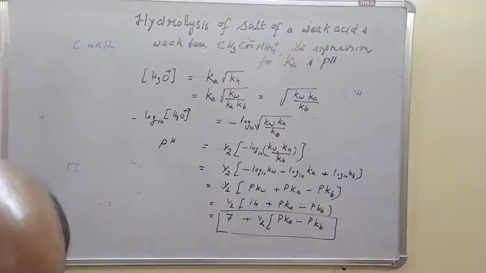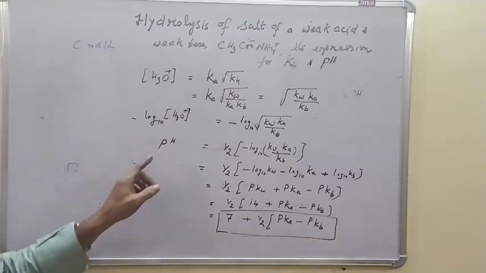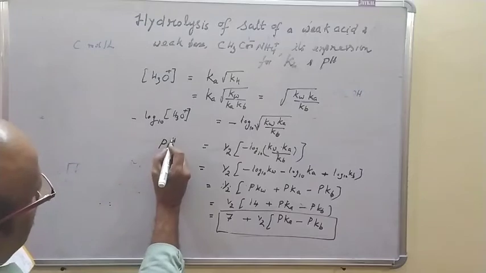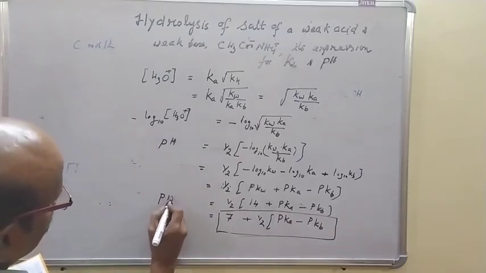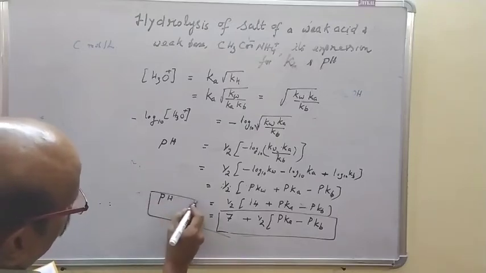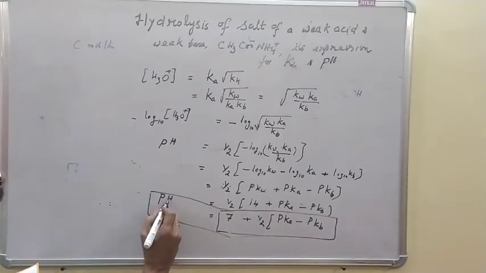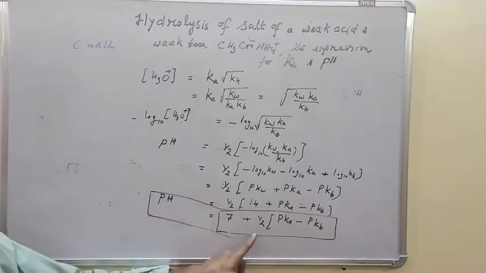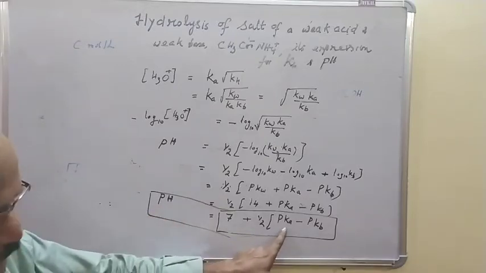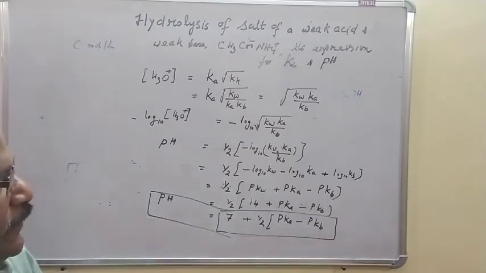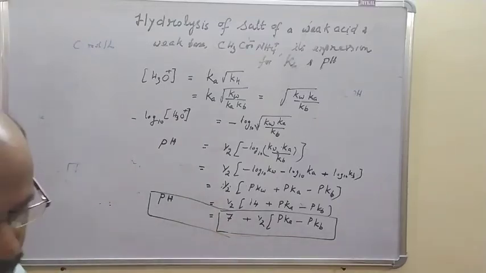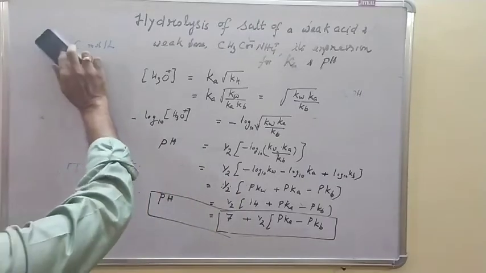The pH of a salt of a weak acid and a weak base in aqueous solution is 7 plus half into pKa minus pKb. So please memorize this equation. So that is all. Hope you have followed the various steps involved in it.